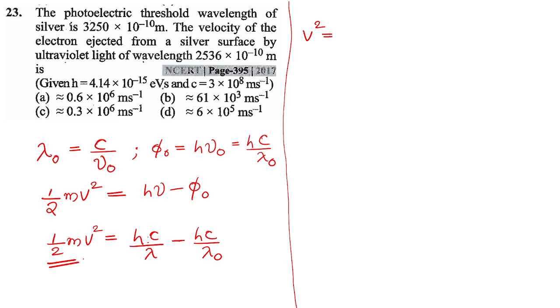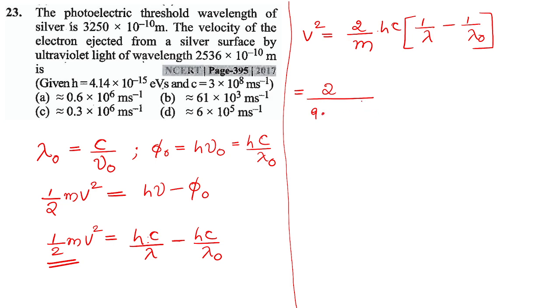Half m goes to the right hand side, you will get 2 by m. Clear? So half m becomes 2 by m on the right side, and hc is common. You can keep hc there, no problem. hc is common into 1 by lambda minus 1 by lambda 0. Then you can make the substitution, 2 by m. M is the mass of the electron. You know what the mass of the electron is?